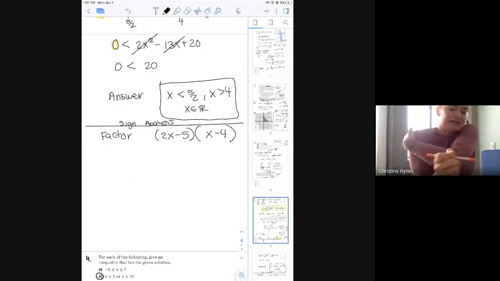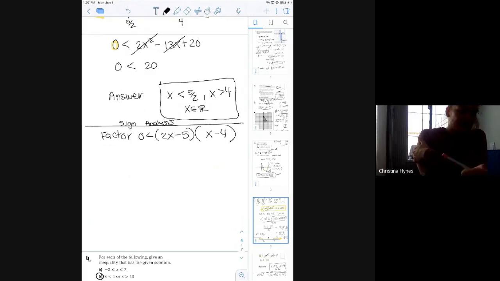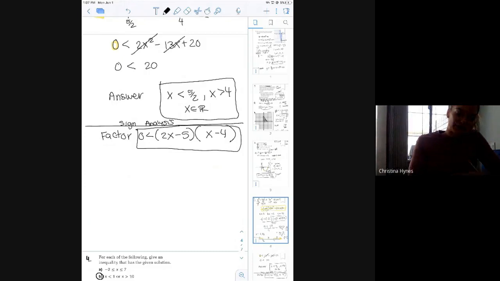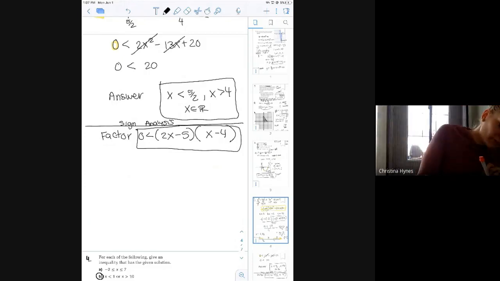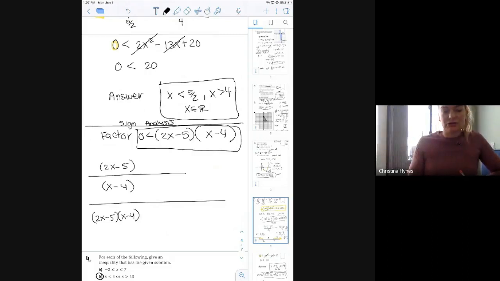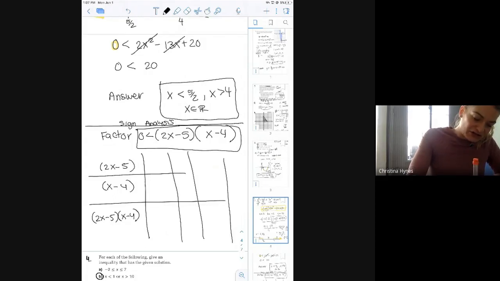Okay, so as you can see, I factored it, and it's still going to look the same except that the right side is factored. So this is the factored form, where 0 is less than the 2 factors. And then what you do is you write out the factors at the side. We have 2x minus 5 is one factor, x minus 4 is the other factor, and their product, meaning when you multiply them, gives you this, which is, we'll just leave it in factored form. You don't actually have to multiply them. And what we're going to do is split this into 3 regions. So we're going to create 3 columns afterwards where we use test points.